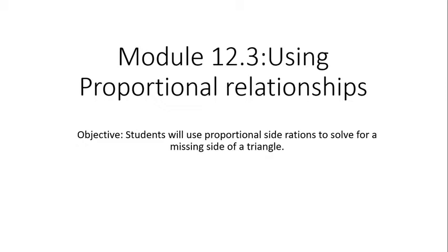Okay, so today we're going over module 12.3. It's called using proportional relationships. The objective: students will use proportional side ratios to solve for a missing side of a triangle.